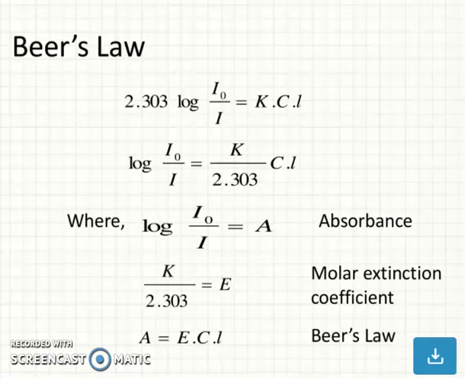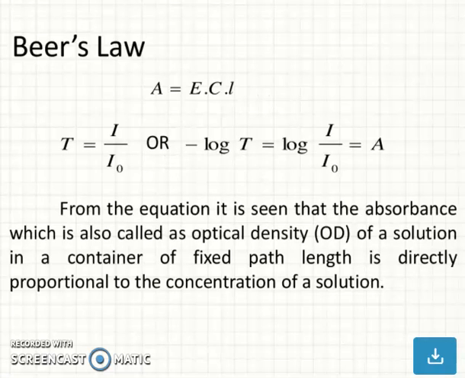So 2.303 log I naught by I is equal to kcl. Log I naught by I is equal to k divided by 2.303 times cl, where log I naught by I is equal to A, absorbance, and k divided by 2.303 is equal to epsilon, the molar extinction coefficient. So A is equal to epsilon cl, which is Beer's law. So A is equal to epsilon cl, and T is equal to I by I naught, or minus log T is equal to log I naught by I is equal to A.